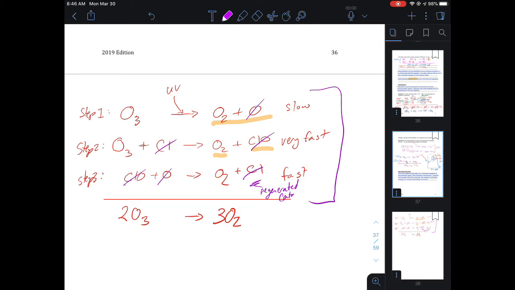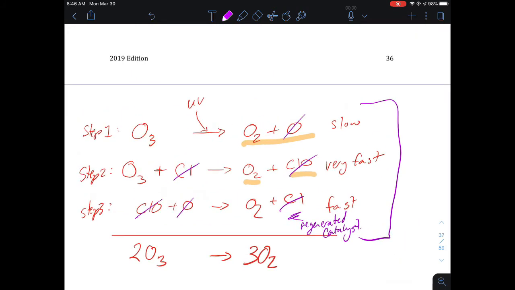Regenerated catalyst. And so that's bad news. That means that chlorine is never going to leave the environment. And this is one of the reasons that they banned the use of chlorofluorocarbons in the production of coolants for refrigeration, because chlorofluorocarbons would break down and release free chlorine into the environment.